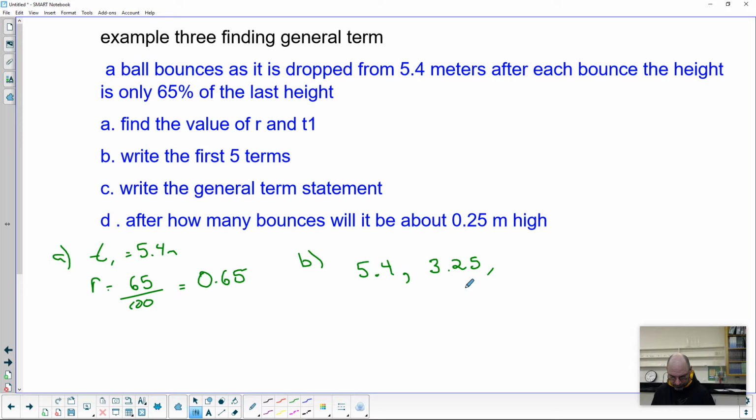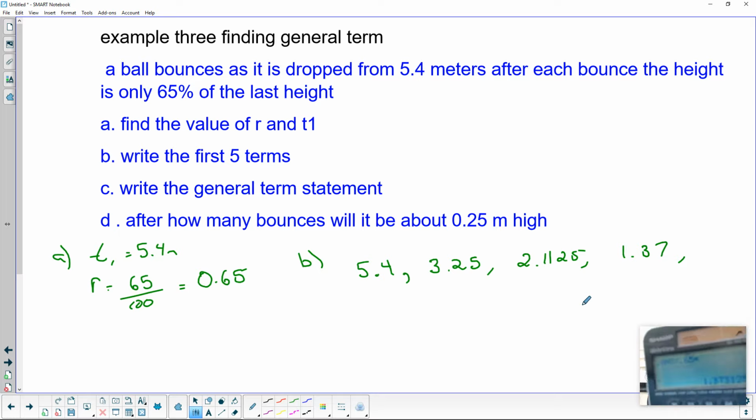times 0.65 gives us 2.1125. Okay, times 0.65, 1.37, and I'm going to just round it off here now, 1.37. There's more decimals, but we'll just round it. But don't take those decimals off your calculator when you're multiplying. Just round it after. And our last one times 0.65 for the first 5 is 0.893 or so. So there's our first 5 terms roughly.